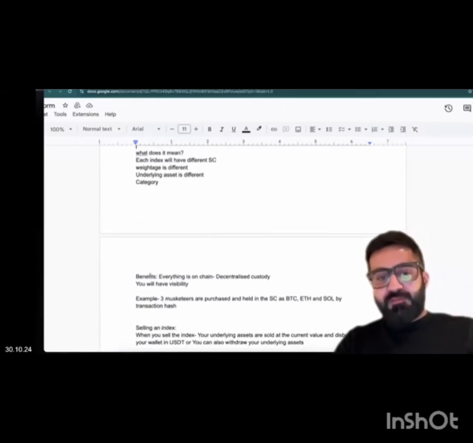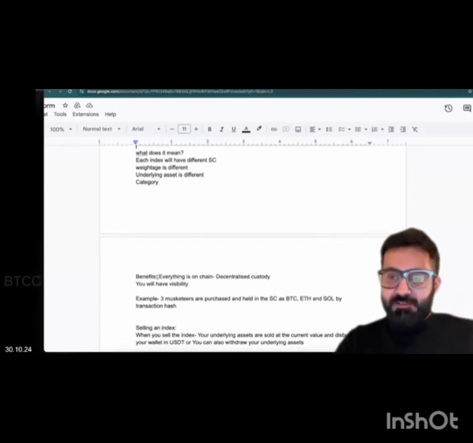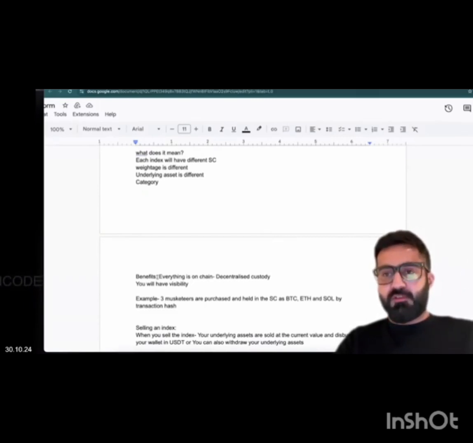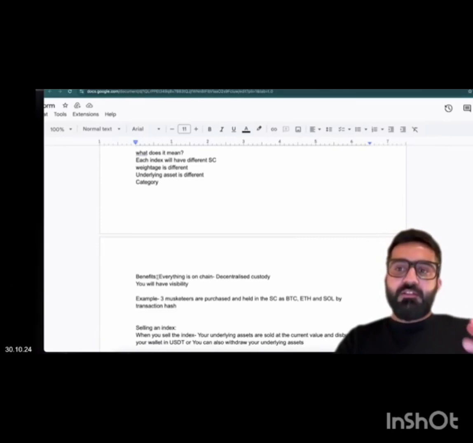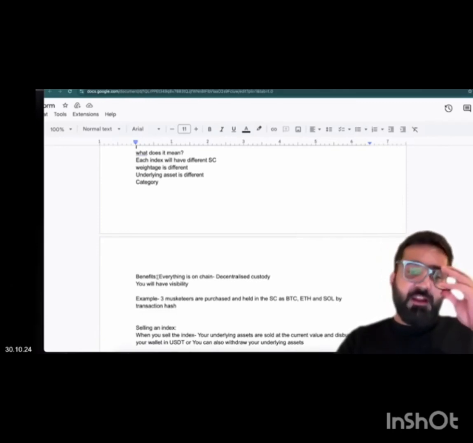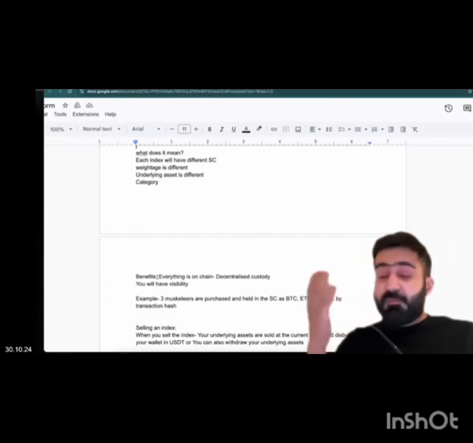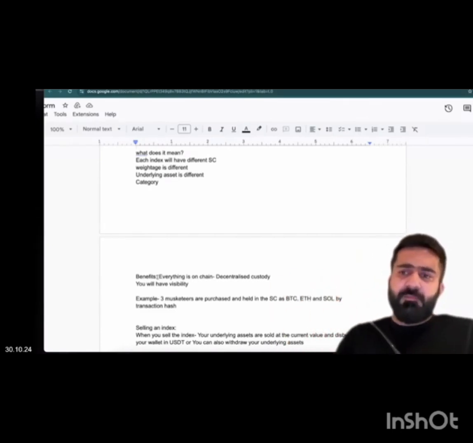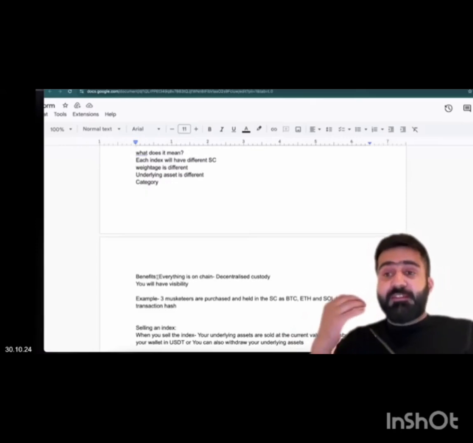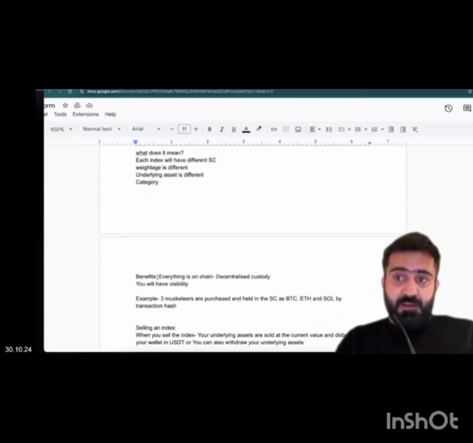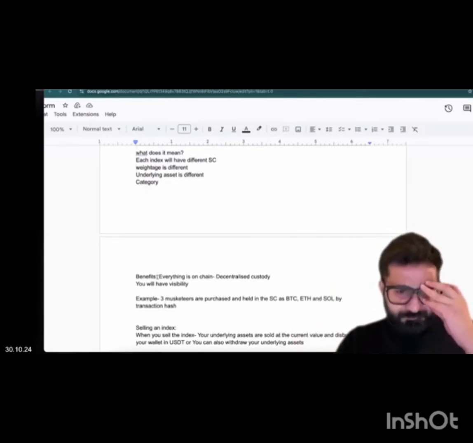What are the benefits of this? Everything is on chain. You have decentralized custody. You can click withdraw and you will be able to take it out. Or you click deposit and you will be able to buy. This is the benefit of having decentralized custody. Just like the miners, you stake, you unstake, you mine, you don't mine. So everything is under your control. It is a decentralized custody.